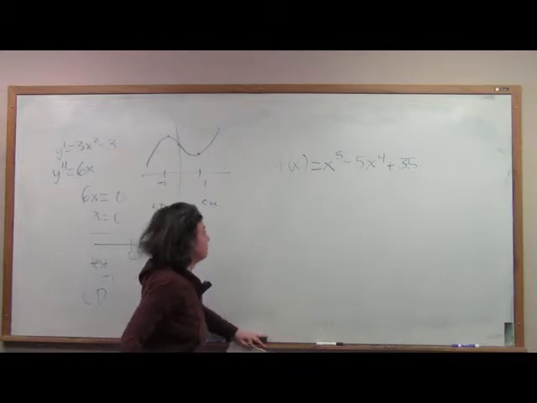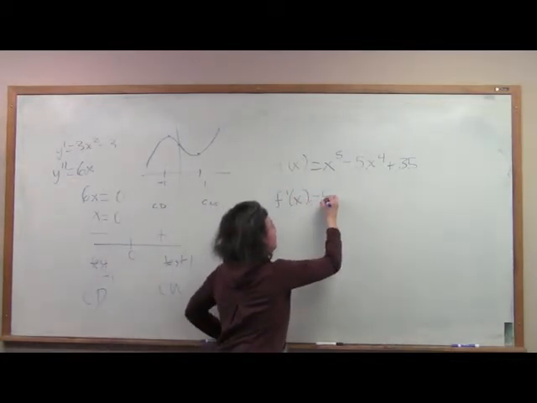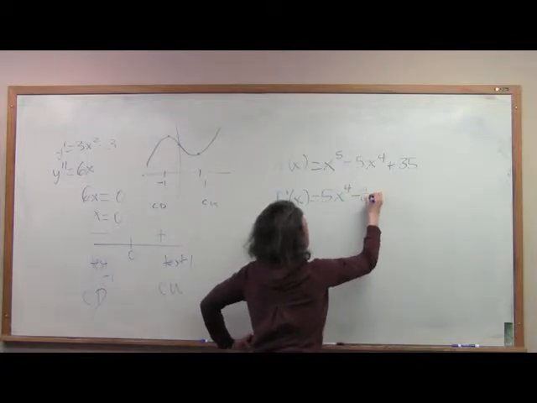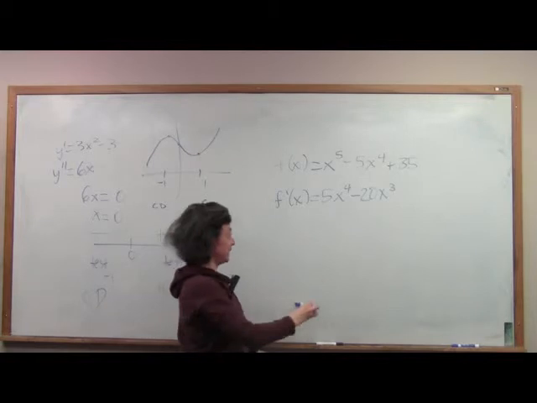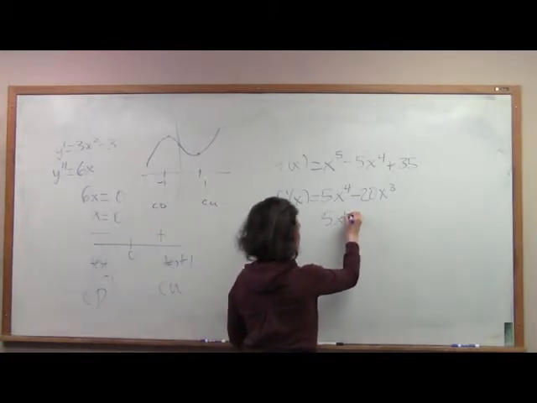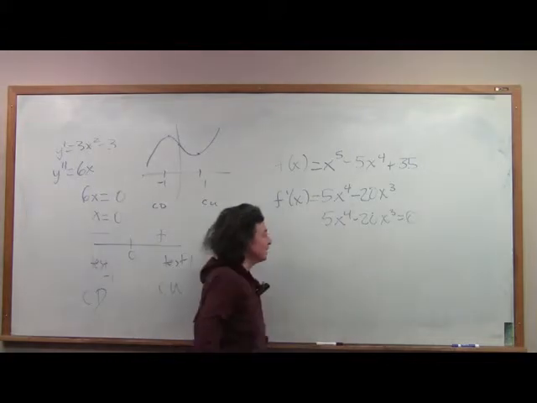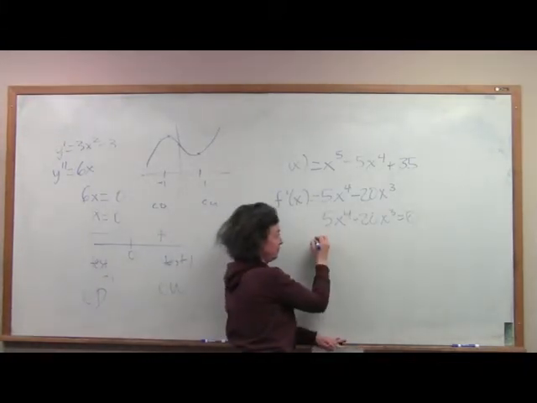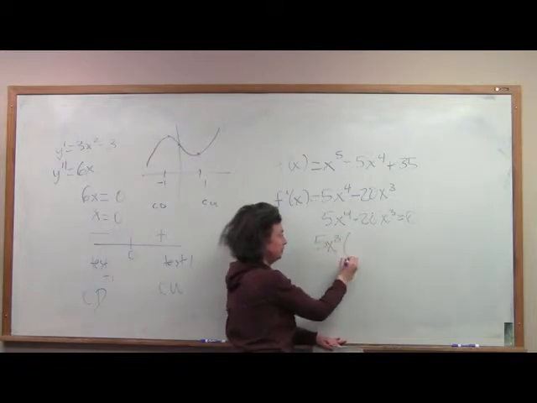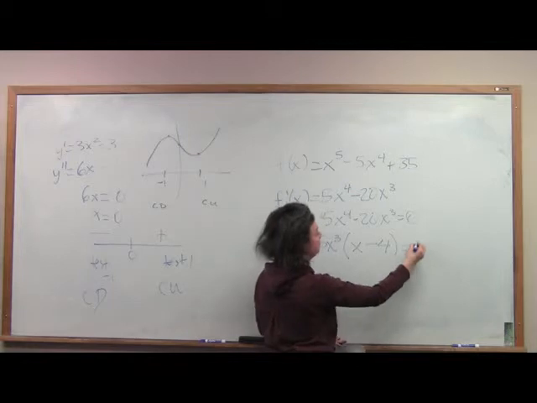All right, well, critical points. Take your first derivative, 5x to the 4th minus 20x cubed. Set it equal to 0. So 5x to the 4th minus 20x cubed equals 0. Sweet, this is a nice one to factor. We can pull out a 5x cubed, and I claim we're left with x minus 4.